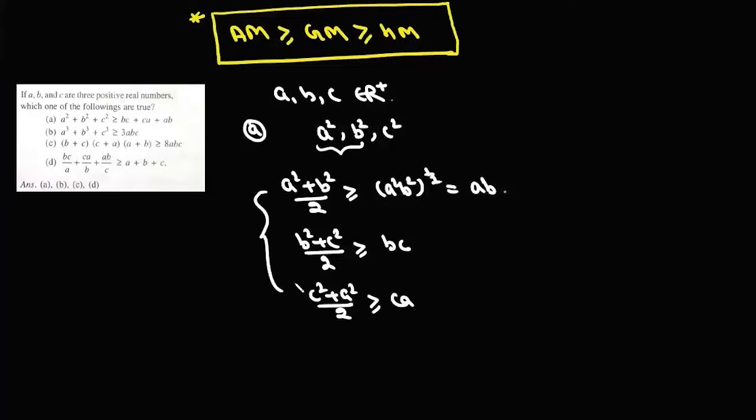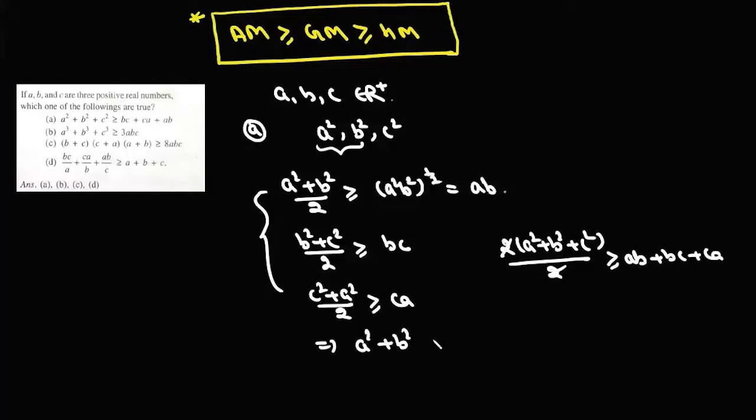Now, if we add all these three, then in the numerator we'll have 2 times a square plus b square plus c square, whole divided by 2, and it will be greater than or equal to ab plus bc plus ca. Now, we can cancel this 2 with 2. So we'll get the result a square plus b square plus c square is greater than or equal to ab plus bc plus ca. That means this option A is correct.